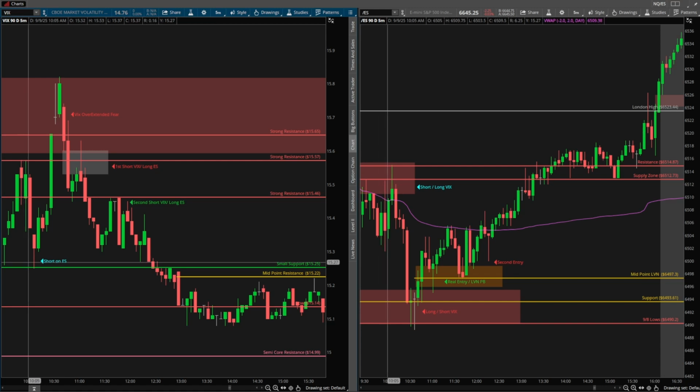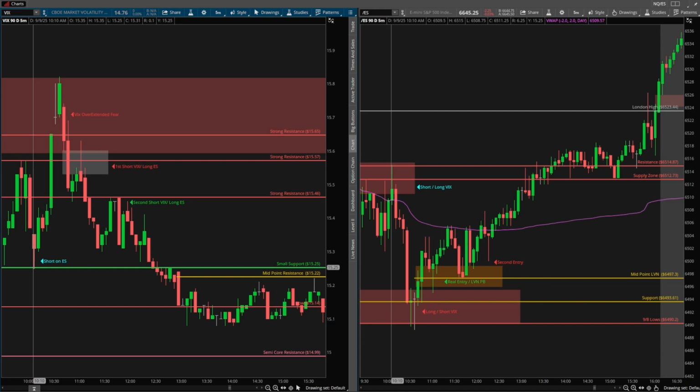It's always the inverse operations, right? So if we're in the area of support on ES, I want to be in the area of resistance on the VIX. With the VIX, it's kind of hard to get areas of resistance, so you want to find areas where we had a turning point. Here, we went up around 10:10 a.m.